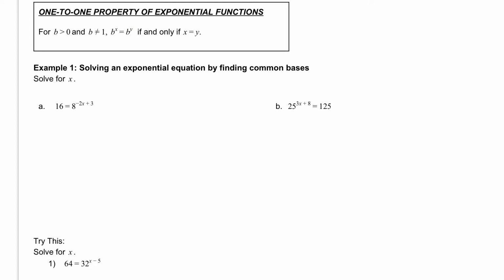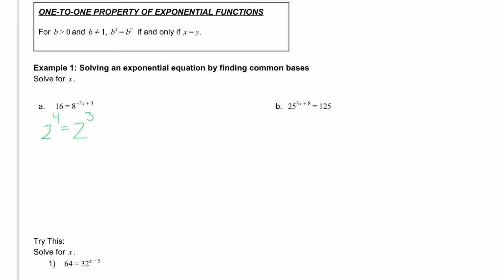So what we're going to do in example 1 is try to get the same base so that we can just set the exponents equal to one another. If we take a look at letter A, we have 16 as a base and 8 as a base. So we are looking for a number that we can raise to a power to get 16, and that same number that we can raise to a certain power and get 8. In this case, we can use 2. 16 is 2 to the 4th power, and 8 is 2 to the 3rd power.